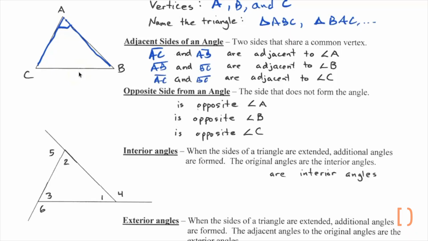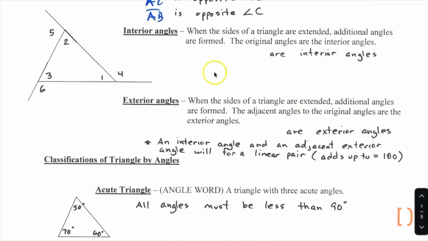Just like that. Opposite side of an angle. So let me erase that. Opposite side of an angle. So if I'm looking for angle A, here's my angle A, the side opposite would be this one, so that'd be BC. All right, so that's the side opposite angle A, very important. Opposite angle B, so this is angle B, the one opposite would be AC. And then opposite angle C would be AB.